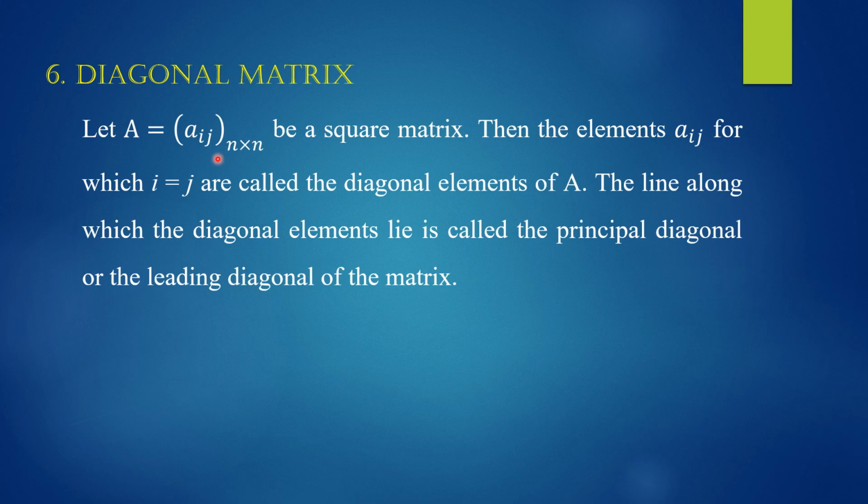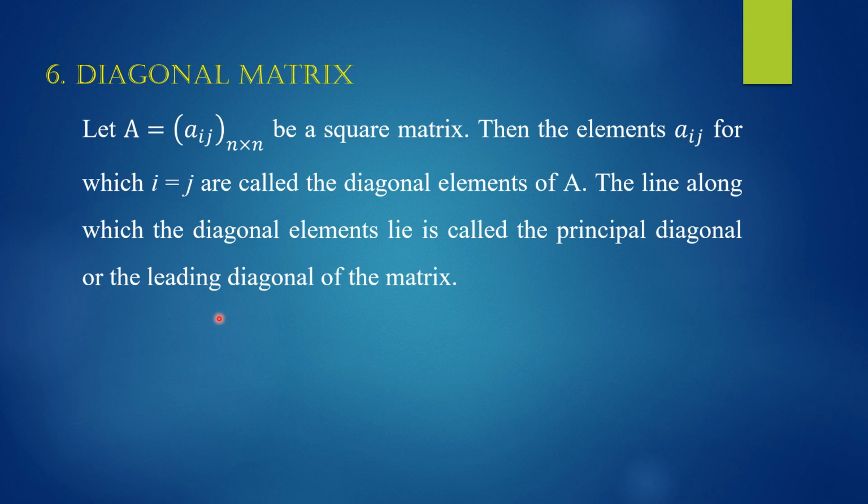Okay, so you see the line through the diagonal elements. This line is known as the leading diagonal, or it is also known as the principal diagonal. I have written here, this is called the principal diagonal, or it may also be called a leading diagonal. Okay, so you see then the definition of a diagonal matrix. I think it is clear which elements are diagonal elements.